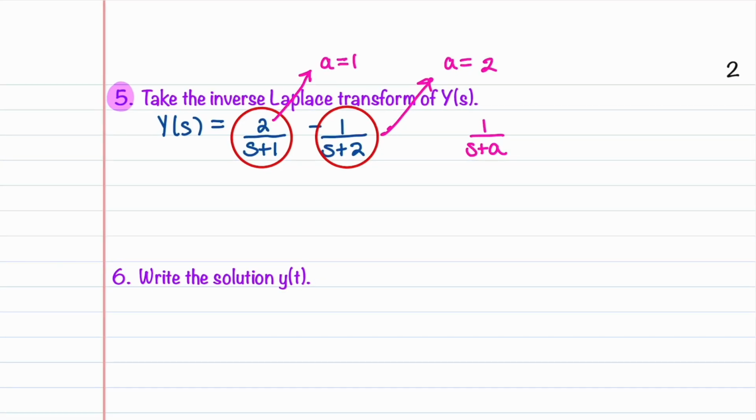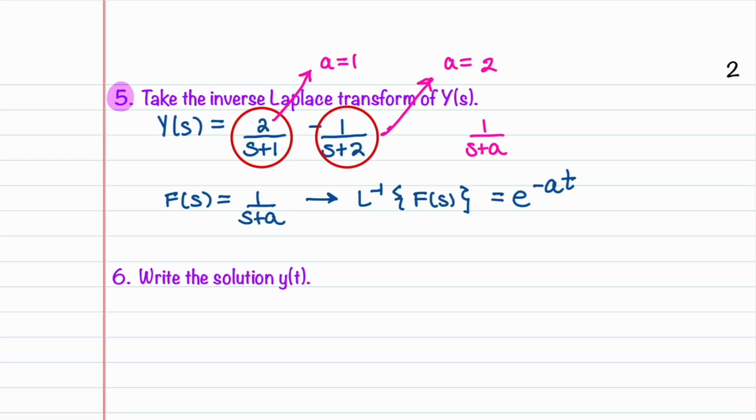If we look at a Laplace transform table, we'll find the formula capital F of s is equal to 1 over s plus a. The inverse Laplace transform of this function from a table is then e to the minus at. And that's the formula we're going to use.